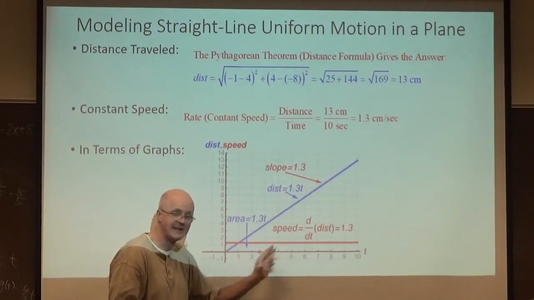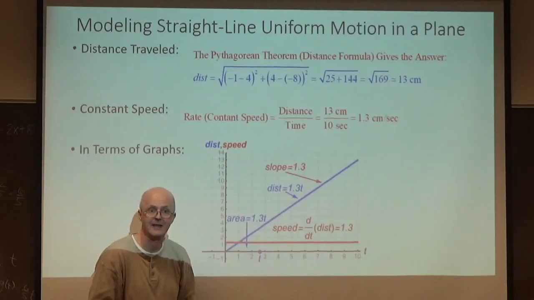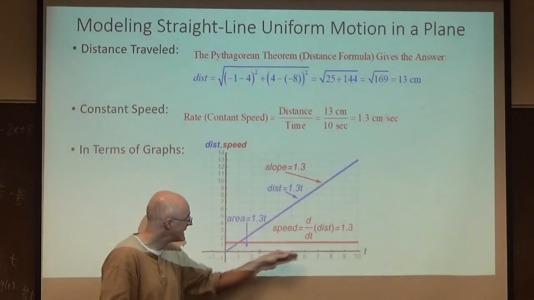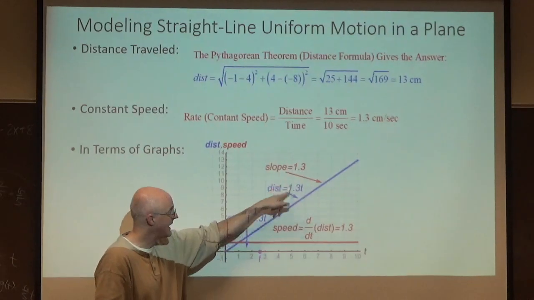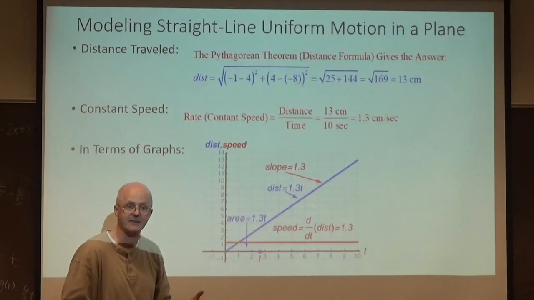The area of the rectangle still would be base times height, t times 1.3. It still would give you the distance traveled at that value of t. But as t increases, the distance increases. It's an increasing function of t, and it's a straight line. Its slope is constant. That's constant speed.